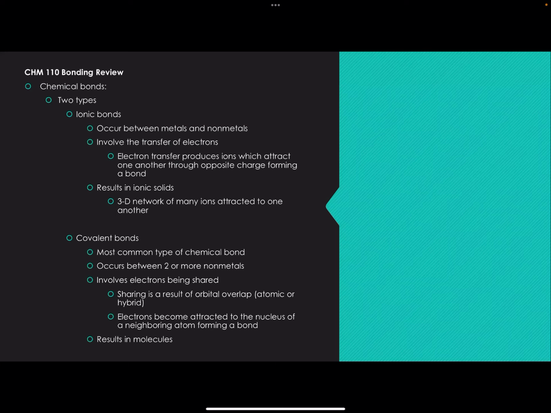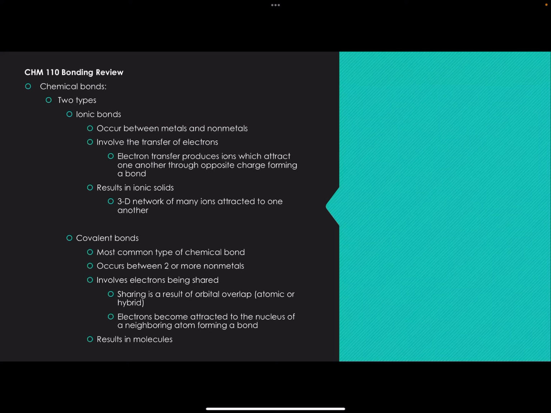With our ionic bonds, remember that ionic bonds are going to occur between metals and nonmetals. They're going to involve the transfer of electrons. That electron transfer produces ions, and ions are going to attract to one another through opposite charges, forming a bond. That attraction is going to result in ionic solids, which are going to be a three-dimensional network of many ions attracted to one another.